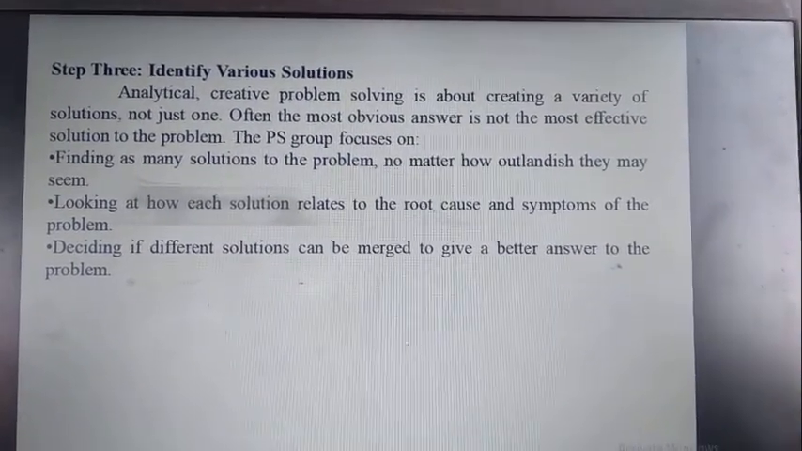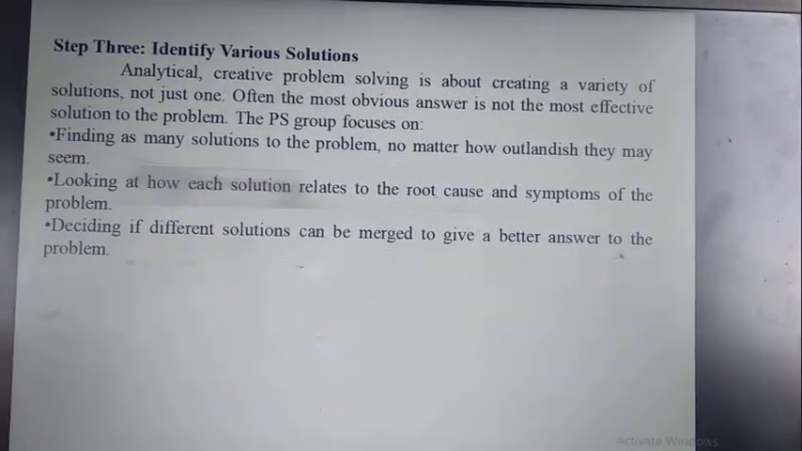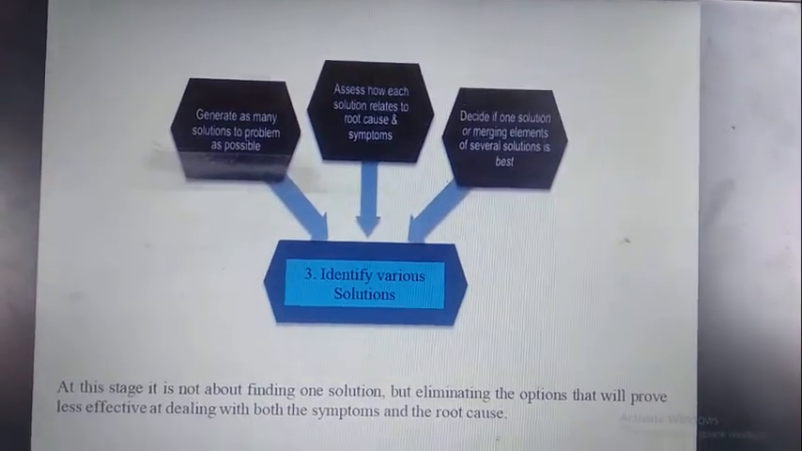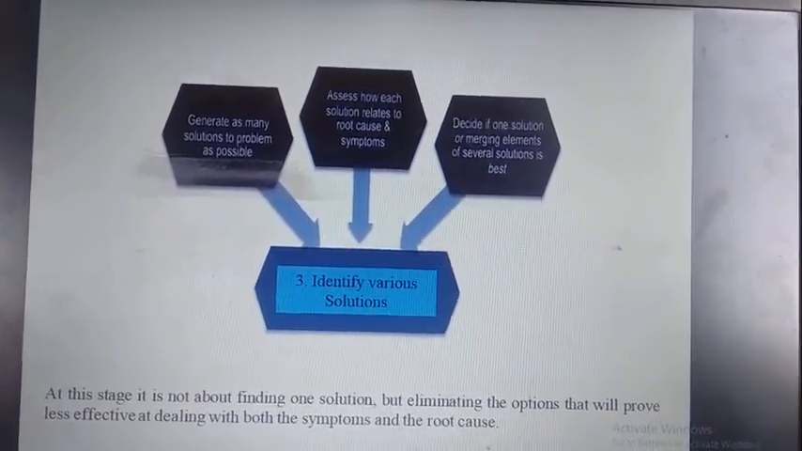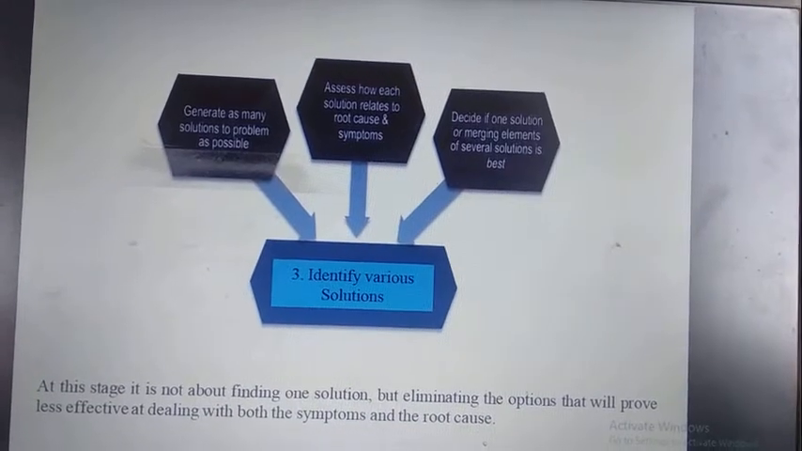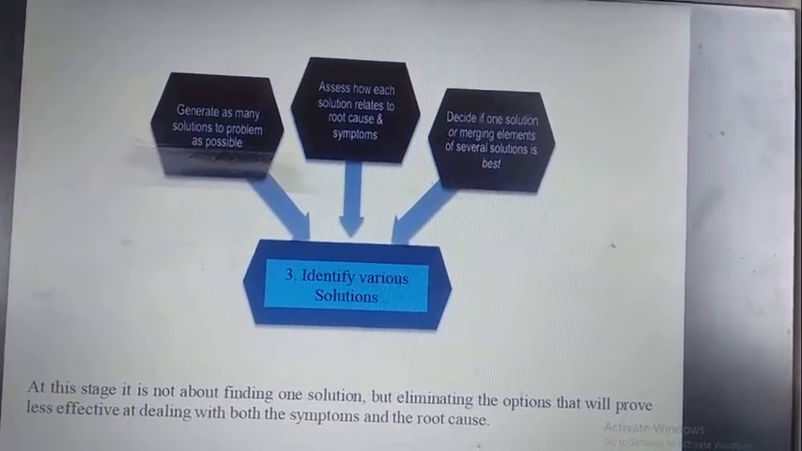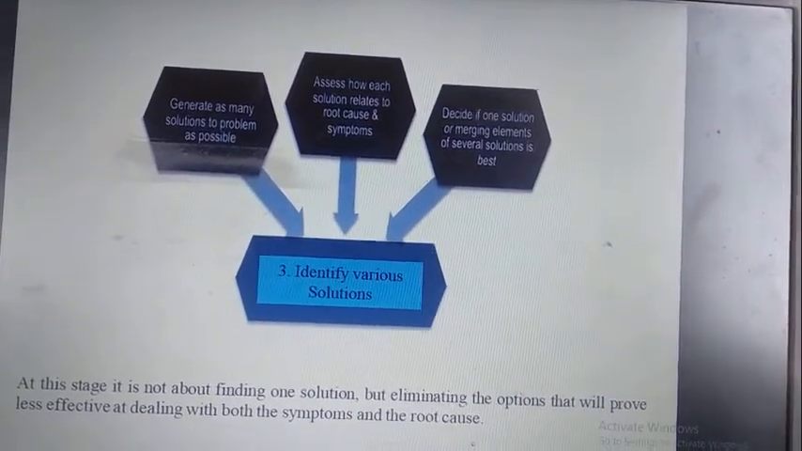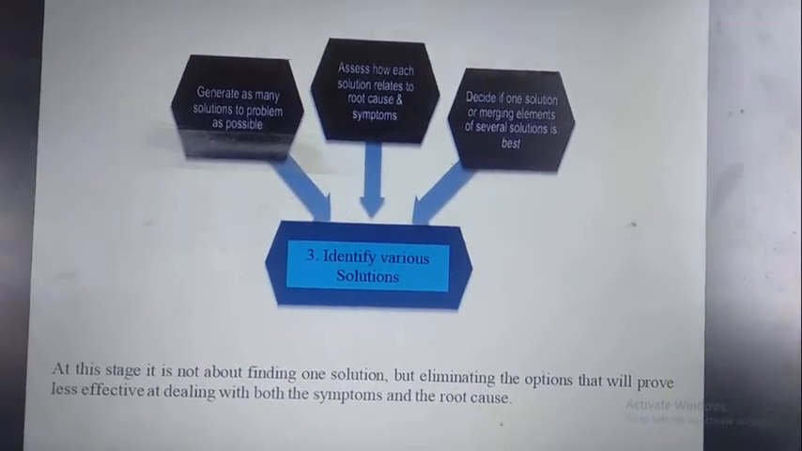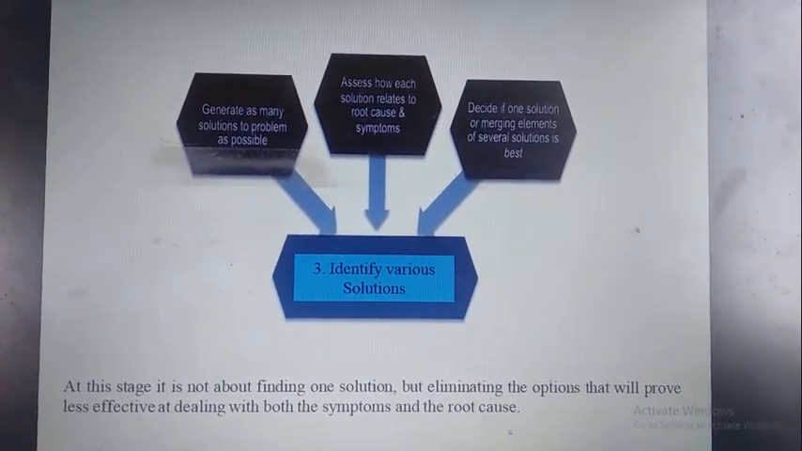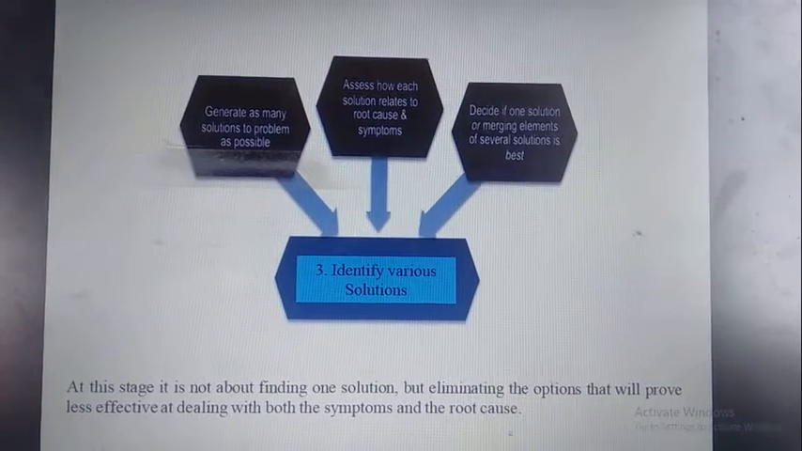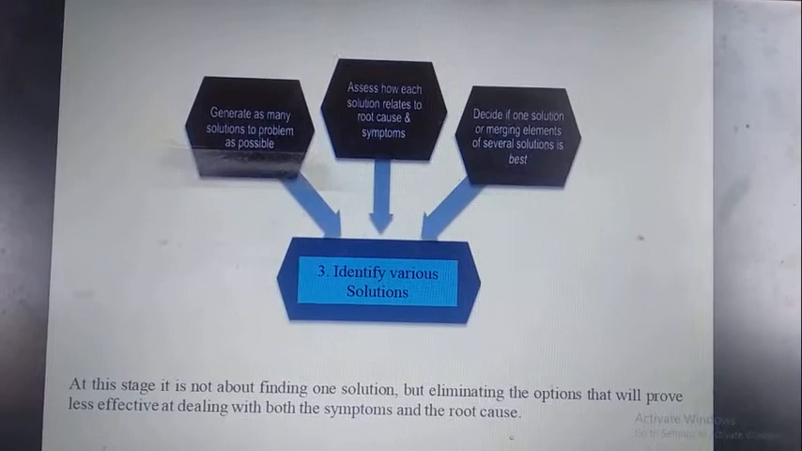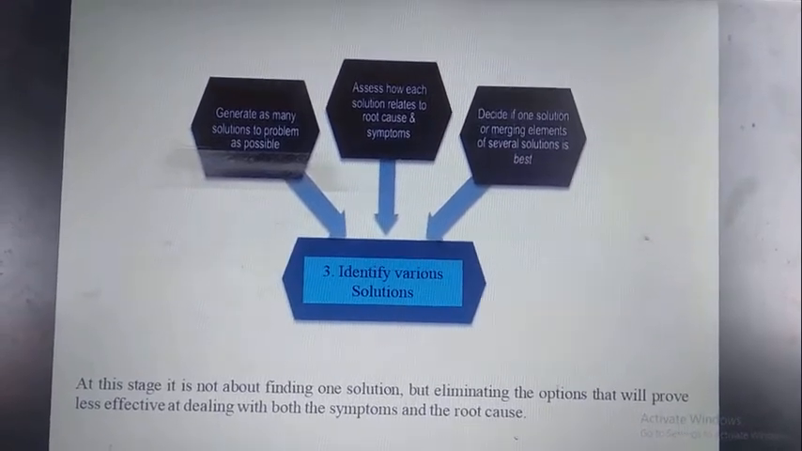So every time they are finding various solutions for the betterment of the problem. This is the structure of identify various solutions. Generate as many solutions to the problem as possible, assess how each solution relates to the root cause and symptoms, and decide if one solution or merging elements of several solutions is best for the problem. At this stage it is not about finding one solution but eliminating the options that will prove less effective at dealing with both the symptoms and the root cause.